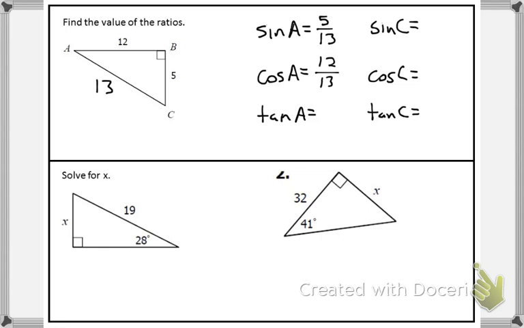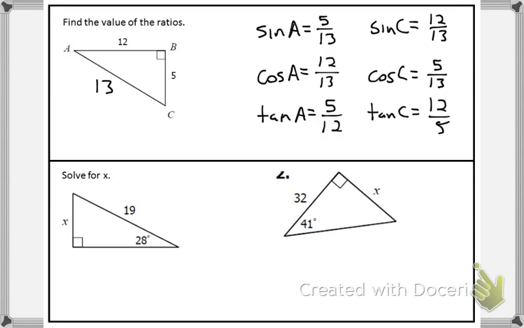Tangent of A is opposite over adjacent, so that's 5 over 12. Sine of C is 12 over 13, opposite over hypotenuse. Cosine of C is adjacent over hypotenuse, 5 over 13, and tangent of C is 12 over 5.